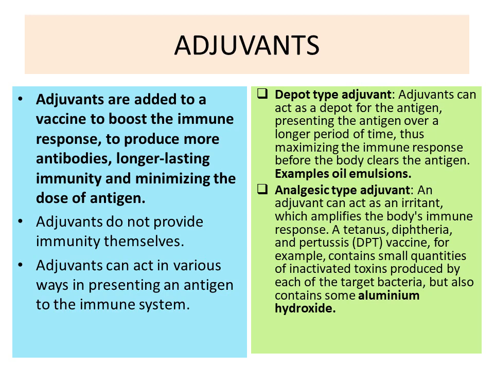Analgesic type, they are basically acting as irritants. As you know, the DPT vaccine, tetanus, diphtheria and pertussis vaccine, is a vaccine against three important diseases, and it contains a small quantity of inactivated toxins produced by each target bacteria. Along with it, it contains aluminium hydroxide. Aluminium hydroxide is an irritant, it is an adjuvant which boosts or amplifies the body's immune response.